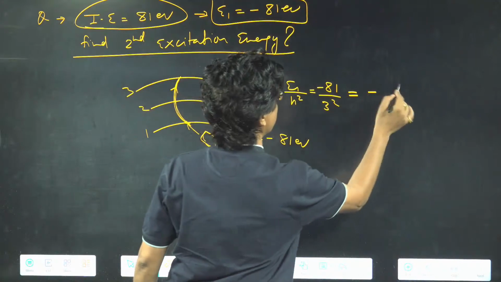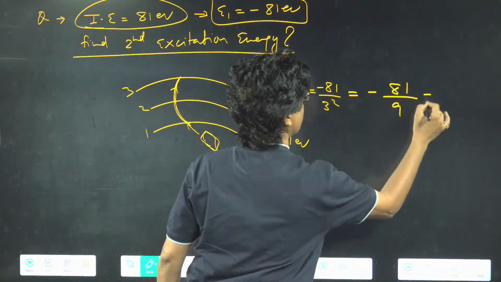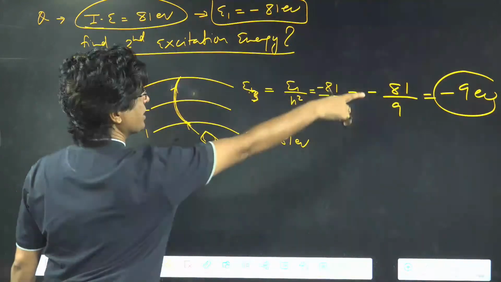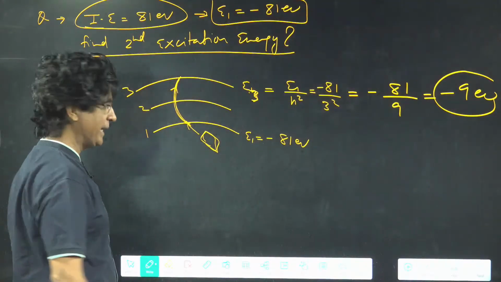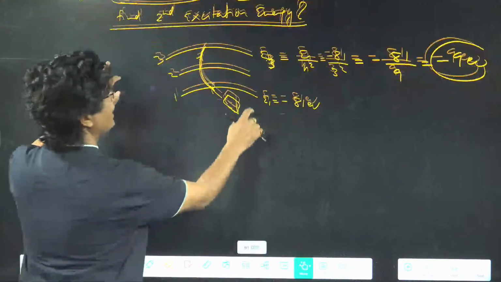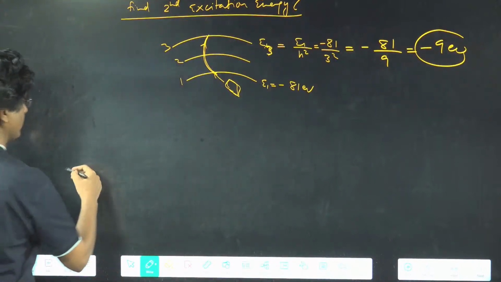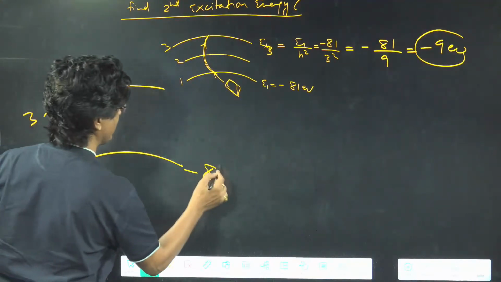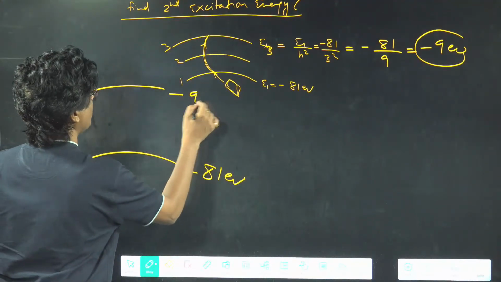So this will be minus of 81 and this will become 9, equal to minus of 9 electron volt. That actually means this E3 is minus of 9 electron volt. And if I plot the diagram again, this is orbit number 1, this is orbit number 3, this is minus of 81 electron volt and this is minus of 9 electron volt.